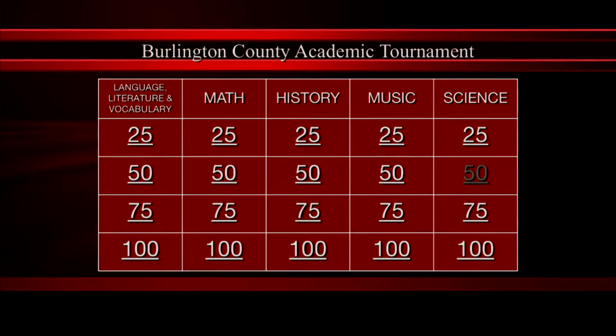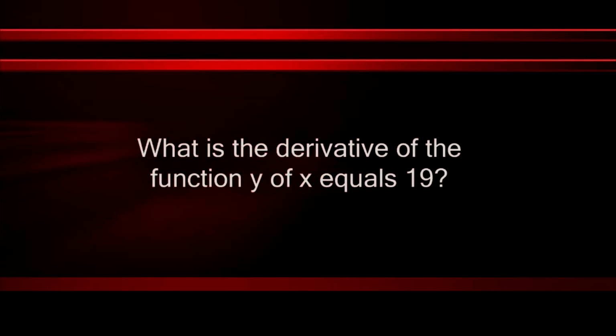We want math for 75. Math for 75. What is the derivative of the function y of x equals 19? 0. That is correct. All right, Lenape, your choice.